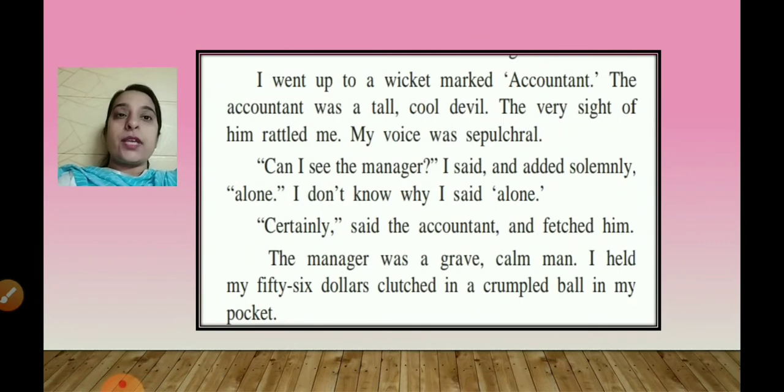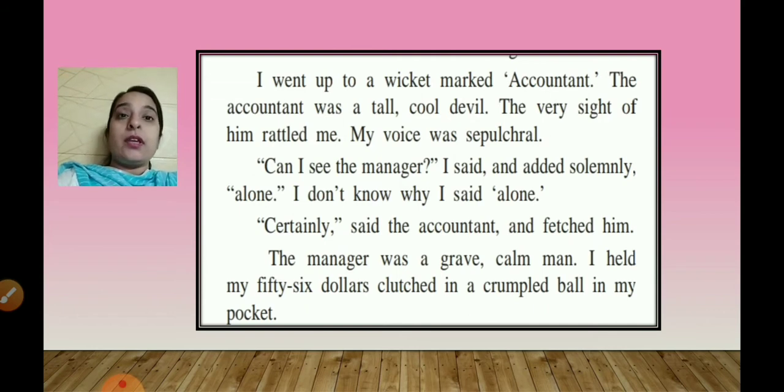I went up to a wicket marked accountant. The accountant was a tall, cool devil. The very sight of him rattled me. My voice was sepulchral. Can I see the manager? I said, and added solemnly, alone. I don't know why I said alone. Certainly, said the accountant, and fetched him. The manager was a grave, calm man. I held my $56 clutched in a crumpled ball in my pocket.